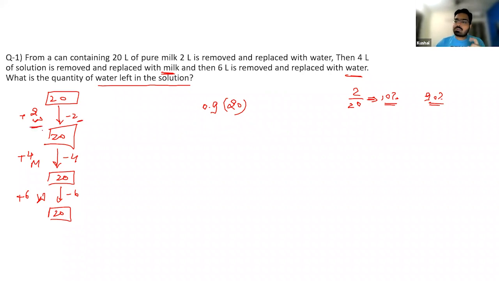What am I adding to this? Water. Does not change the quantity of milk, right? Because it's pure water being added. So your quantity of milk remains the same, which was there after this step, right?